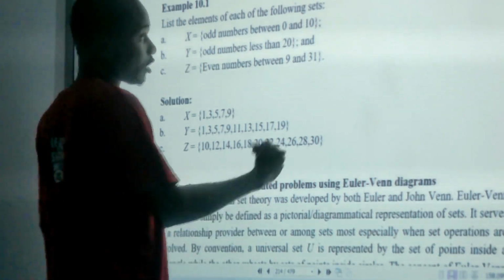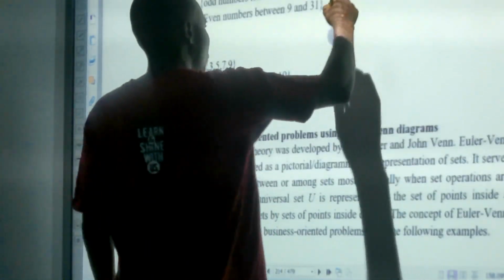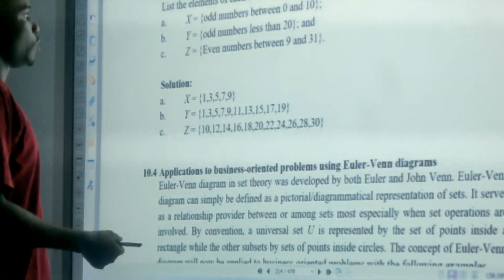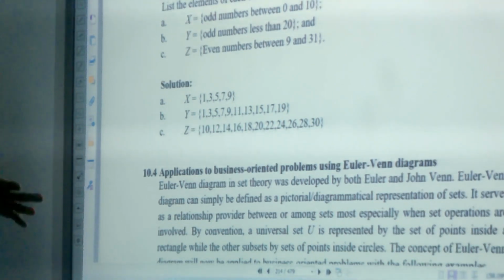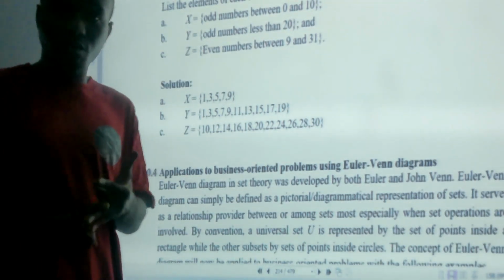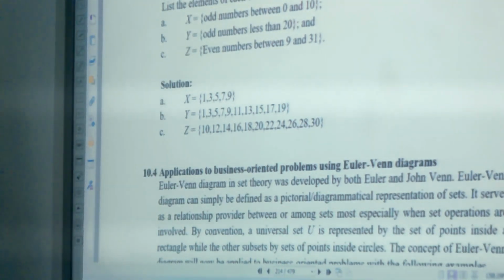And I think you should learn it. I'm not going to write the symbol, but you can always write the set symbol in that manner. Set Y now is the odd numbers less than 20. The odd numbers less than 20 are 1, 3, 5, 7, 9, 11, 13, 15, 17, 19.